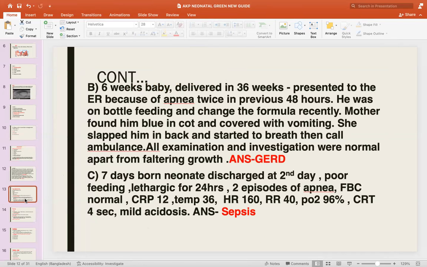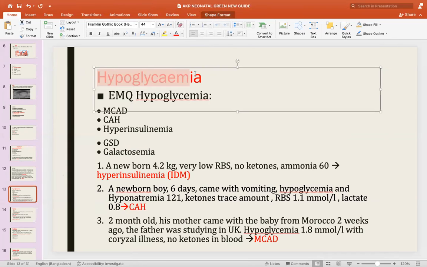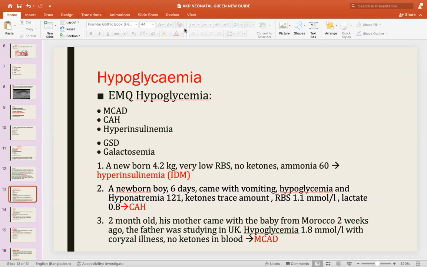No question. Okay. Now see, I told you that EMQ will be how many based? EMQ will be problem based, symptom based. EMQ will be investigation based. EMQ will be treatment based. Now this EMQ is investigation based. See, hypoglycemia. This is the heading. Now they are giving you it the opposite way: the question is the investigation, but the disease is in the options.